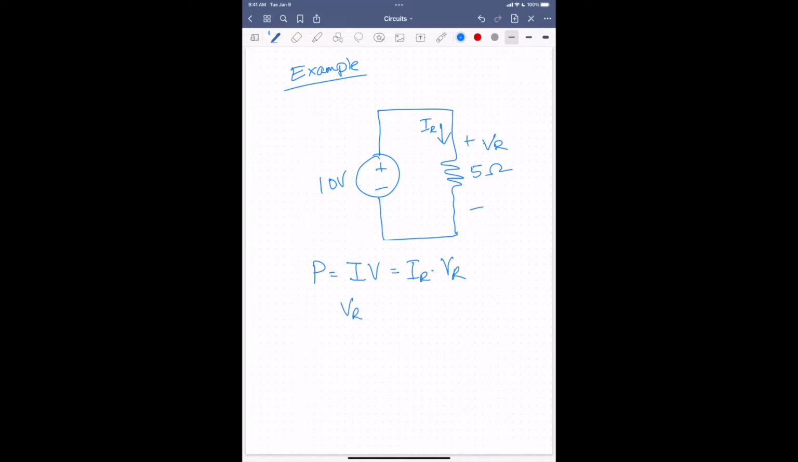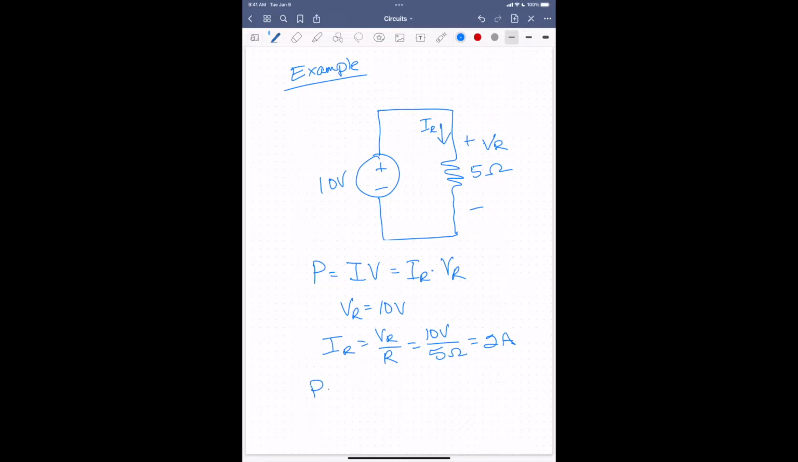VR is equal to 10 volts because the positive node here is the same as the positive node here, and the negative is the negative. So they're the same direction, same voltage. Remember, these wires have no voltage drop. They're considered ideal wires. Now we can use Ohm's law to tell us that IR is equal to VR divided by R. So that will be 10 volts divided by 5 ohms, which will give us 2 amps.